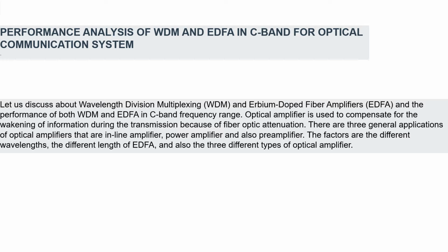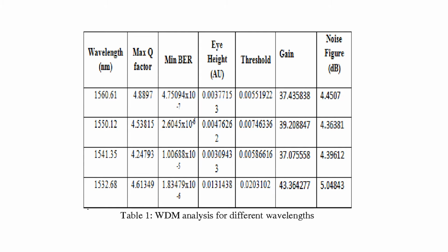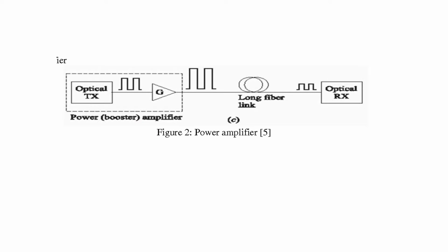The factors are the different wavelengths, the different length of EDFA and also the 3 different types of optical amplifier. This is the following diagram of forward pumped EDFA substructure. This is the following table of WDM analysis for different wavelengths. This is the following diagram of power amplifier.